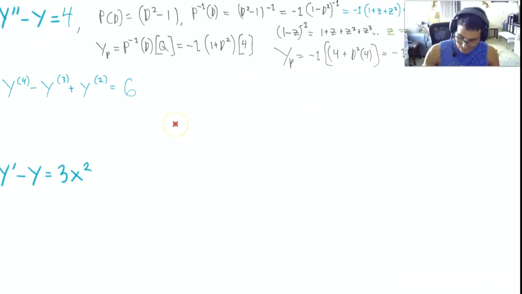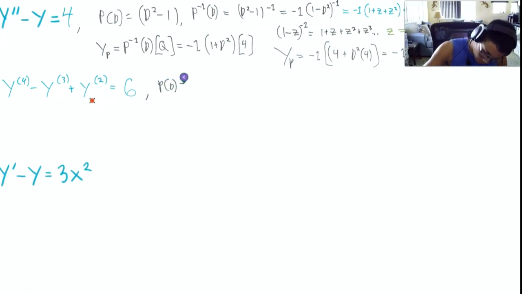Okay, so let's do this other one, which will definitely be harder in my opinion because we're dealing with more orders here. Okay, so let's represent this again. This differential equation is a polynomial of derivatives. So p of d in this case would be d to the fourth minus d cubed plus d squared.